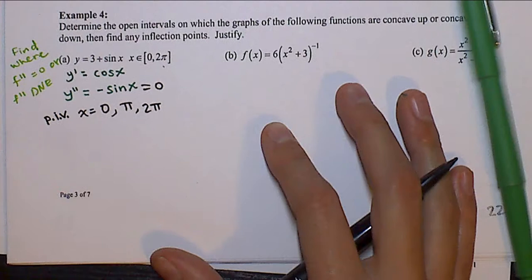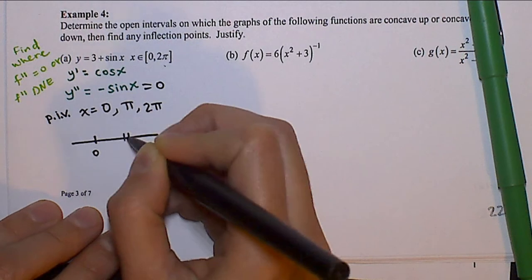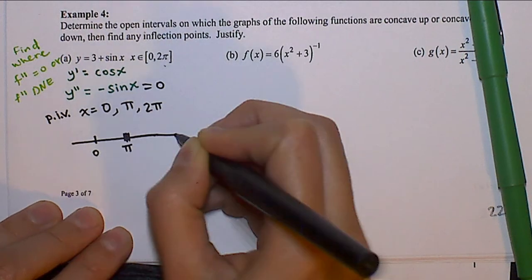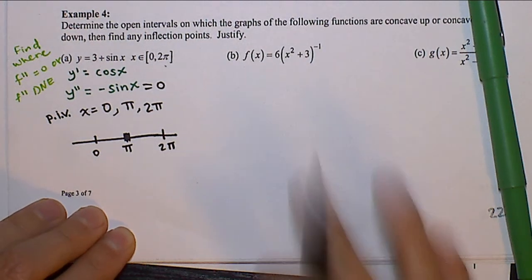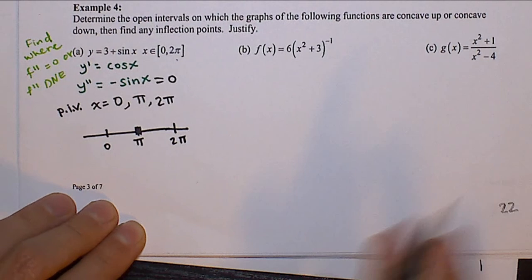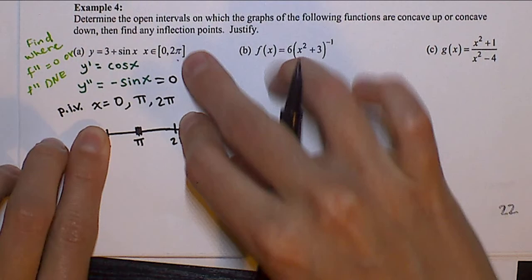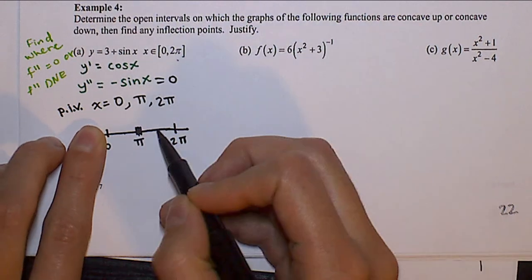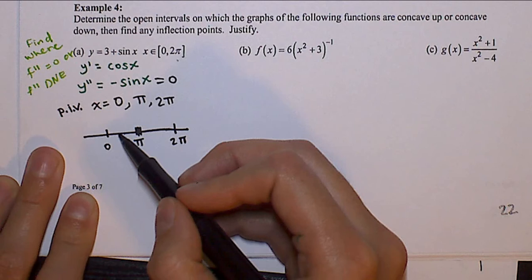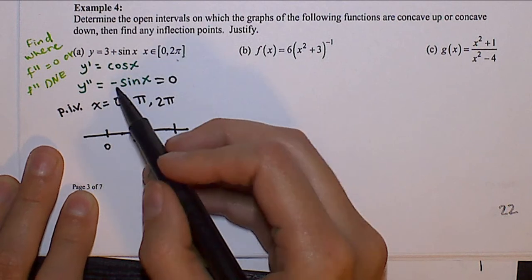So we'll make our chart. 0, pi, and 2 pi. And we actually don't have to go to these sides because my interval just goes from 0 to 2 pi. So I just need to test here and here. So let's imagine we had pi over 2. At pi over 2, we plug it into y double prime.